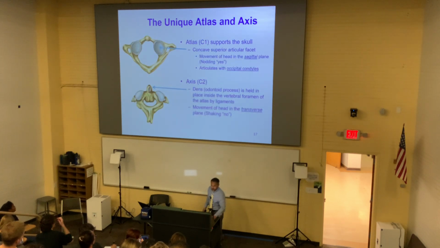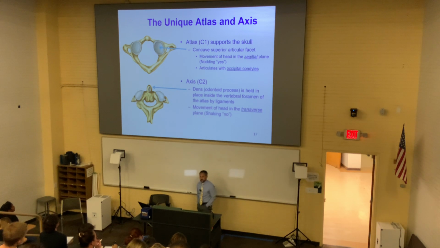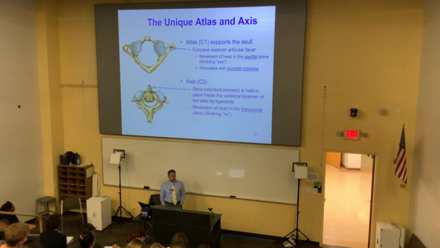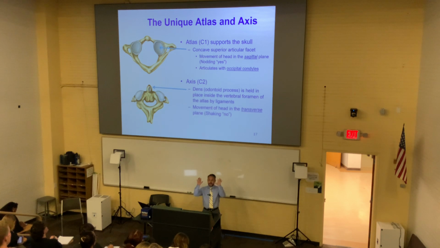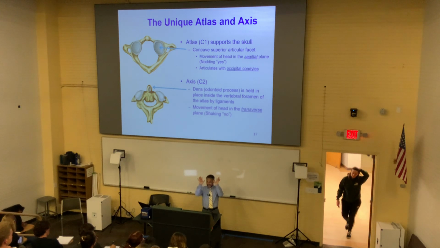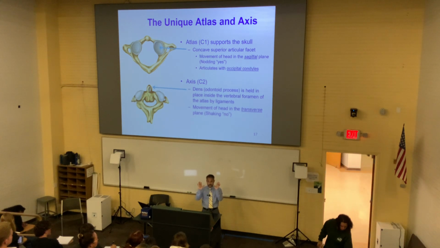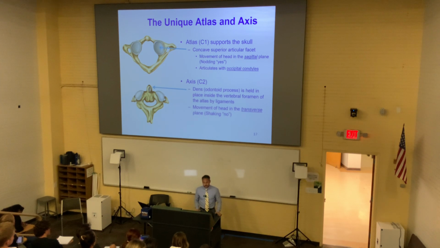So some unique vertebrae that are found here at the level of the cervical spine are the atlas and the axis. So C1, for cervical 1, supports the skull. It's got a concave superior facet that articulates with the occipital condyles of the base of the skull. So this is what the head sits on, essentially. This is like the platform of the stand that the head rests on.